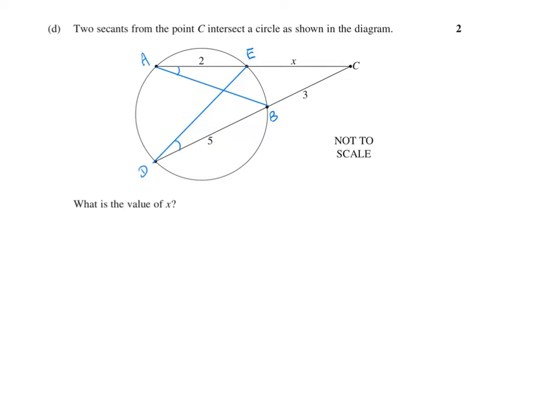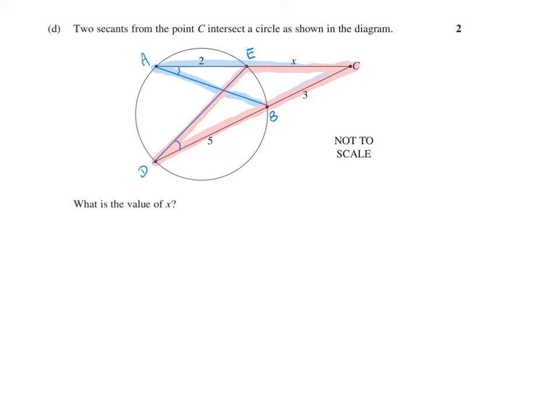Part D, the question tells you that there are 2 secants from point C that intersect the circle at 4 points, and I try to name them A, E, B, and D for easy explanation. The question asks for the value of x. I try to join points A and B, D and E, and you can see here we have 2 similar triangles. ABC, and the other triangle is DEC.